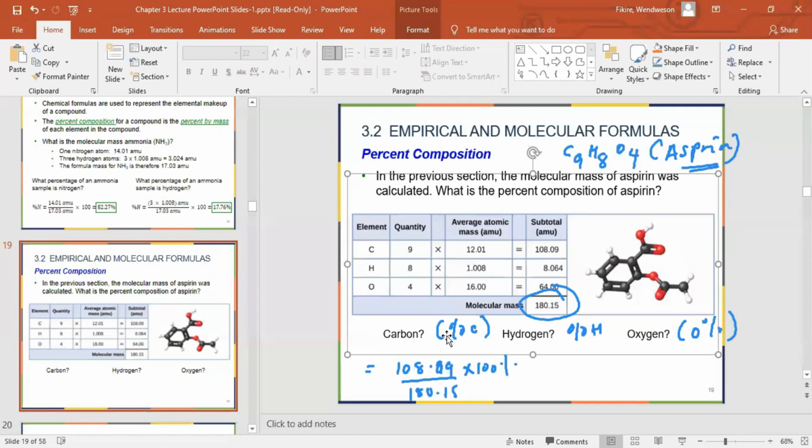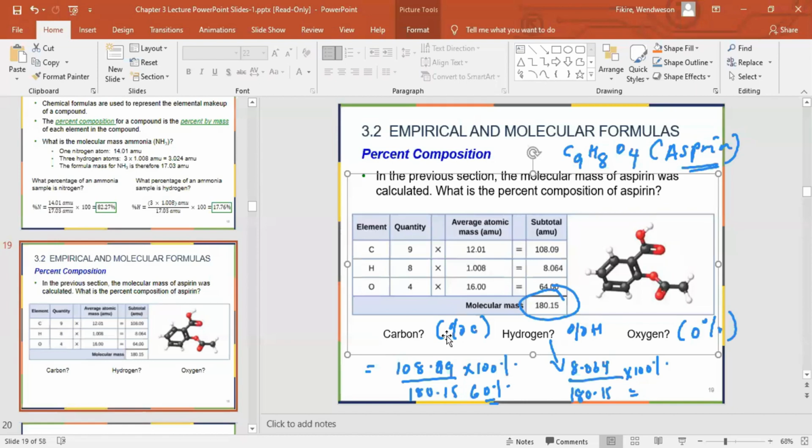So I want you to do the calculation so you can give me the answer. 60%. Okay, thank you very much, 60%. We can do the same for hydrogen. What is the setup if you want to calculate the percent composition for hydrogen? The setup is the mass of hydrogen, 8.064, divided by 180.15 times 100, right? That would be the percent for hydrogen. Again, let's do the calculation and you can give me the answer.